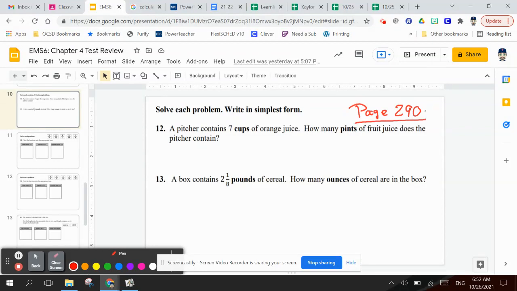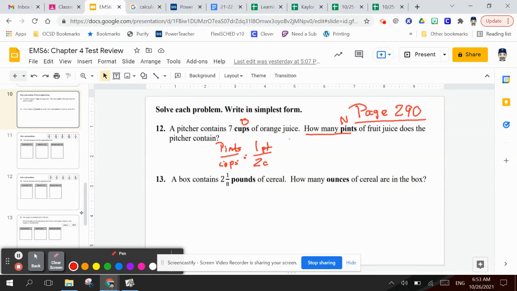So number 12 says a pitcher contains 7 cups of orange juice. How many pints of orange juice does the pitcher contain? So we want to know pints. So pints has to be my numerator. Cups has to be my denominator. So what I need to know is, what do I know about pints and cups? Well, I know that 1 pint is 2 cups.